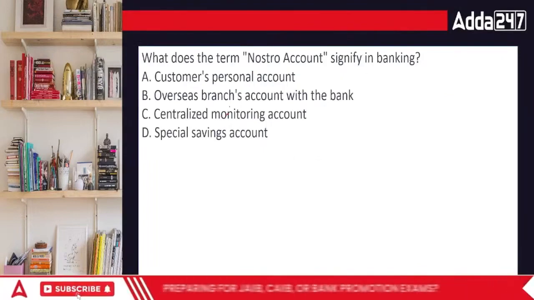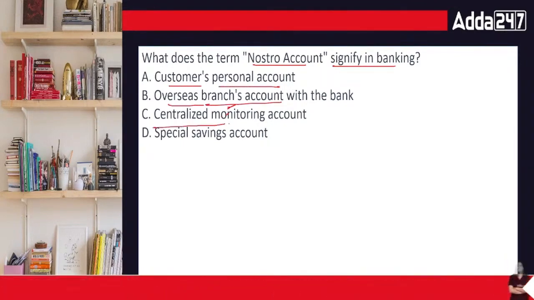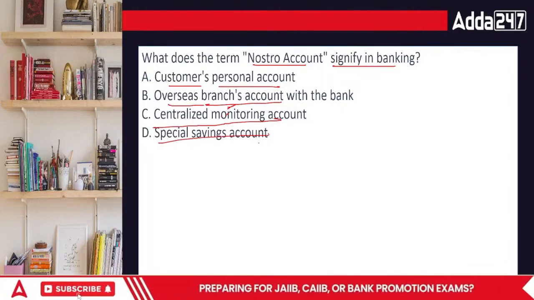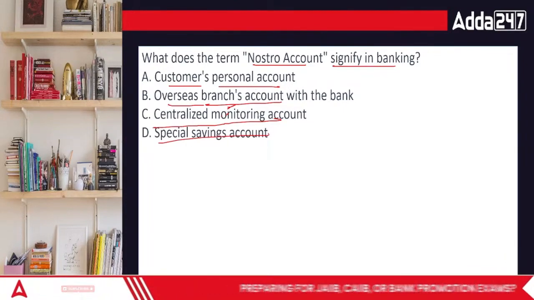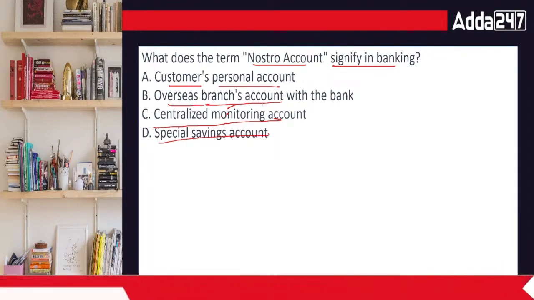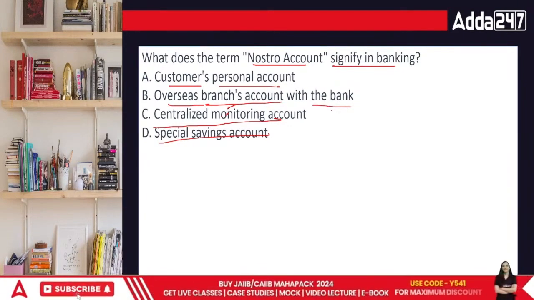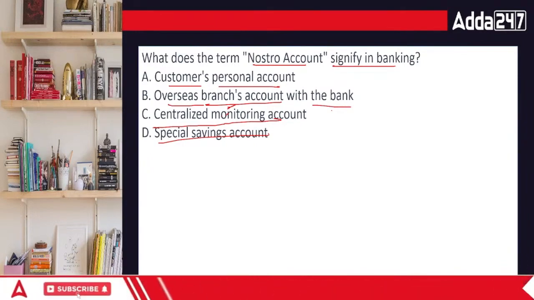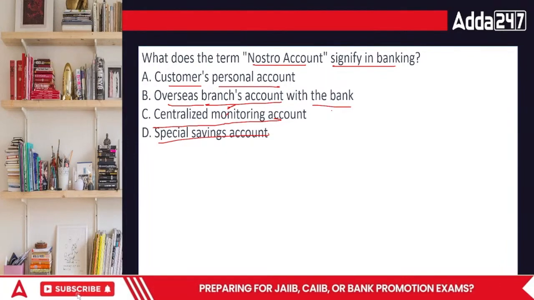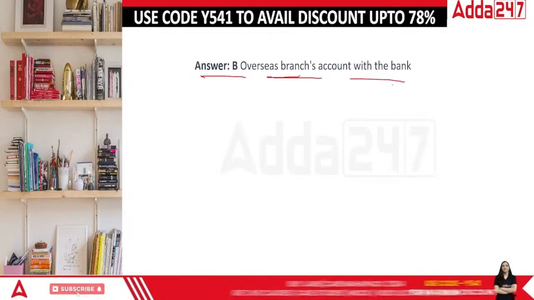Now, what does the term nostro account signify in banking? Customer's personal account, overseas branch account with bank, centralized monitoring account, or special savings account? What does the term nostro account talk about? Nostro account says that overseas branch account with the bank. That means there is some other branch outside India and they have an account with our bank. So basically, overseas branch account with the bank is called Nostro account. Okay? The answer is B. Overseas branch account with the bank.